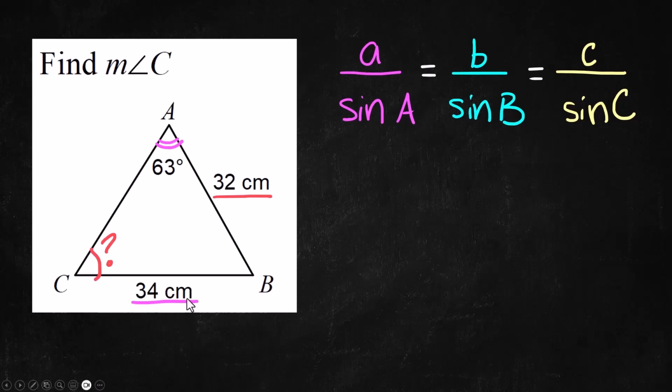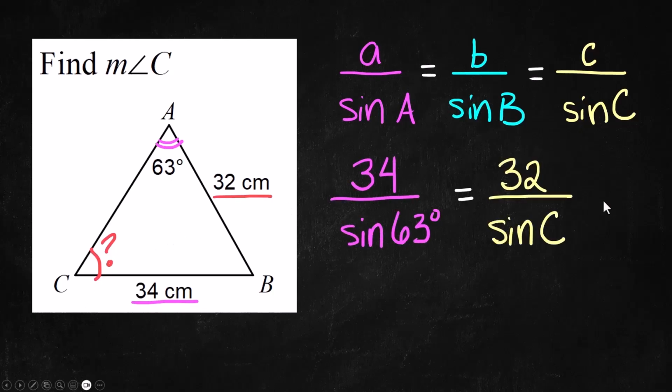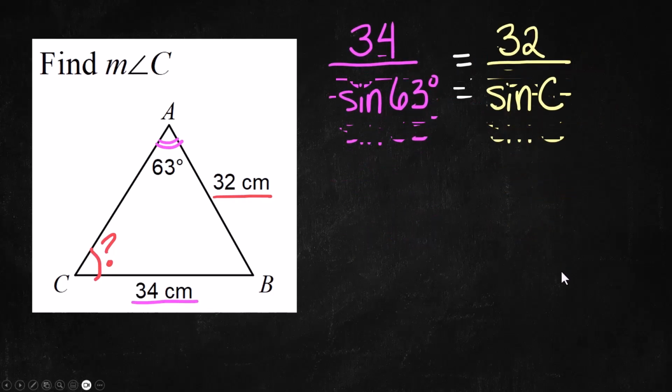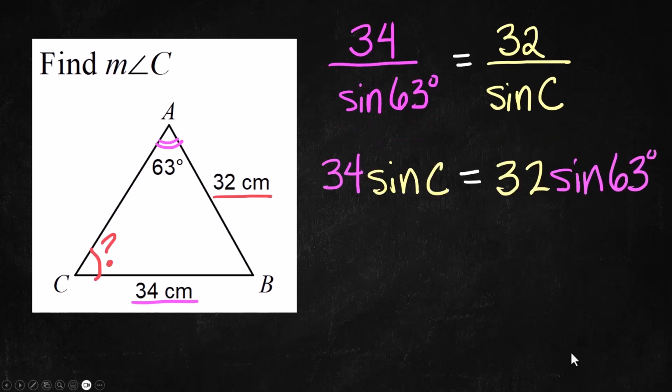So I have 34. That's going to go over the sine of 63. And that's going to equal 32, which is the side that is opposite of the angle I'm looking for. So I'm going to just put sine C here. Now, I'm going to do math with this by cross multiplying. And again, I'm trying to solve for sine C. So I'm going to divide both sides by 34.